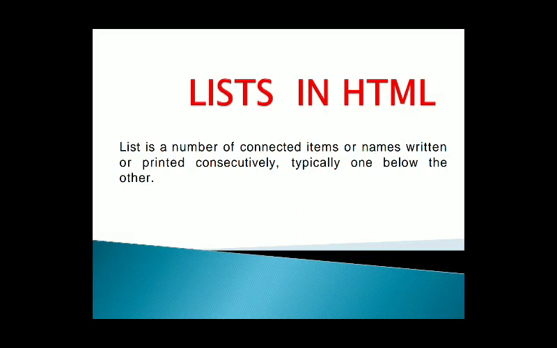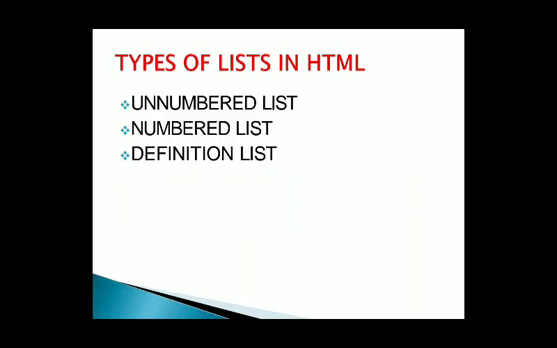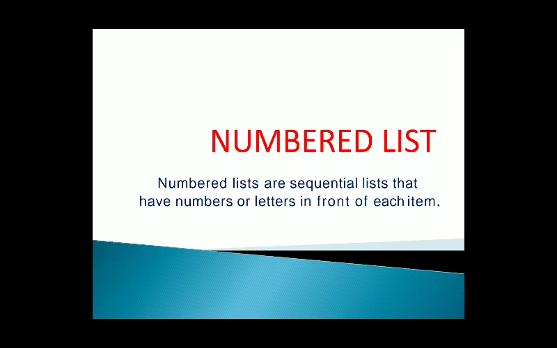Today's topic is lists in HTML, and as I've already explained, there are three types of list: unnumbered, numbered and definition. Today's topic will be related to the numbered list. Numbered lists are sequential lists where the items are written one below the other, and in front of the items you write either numbers or letters.